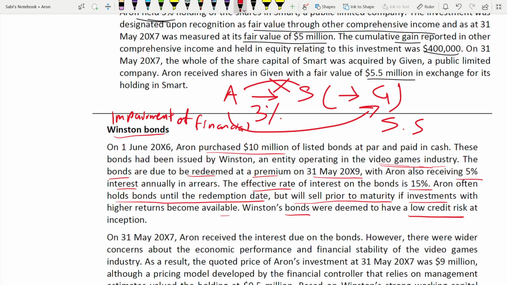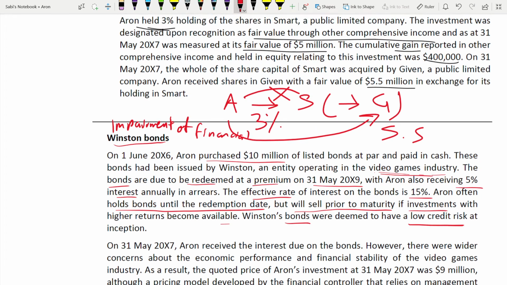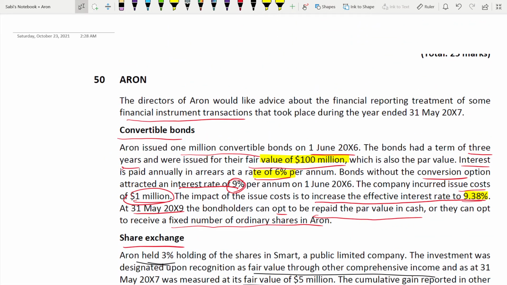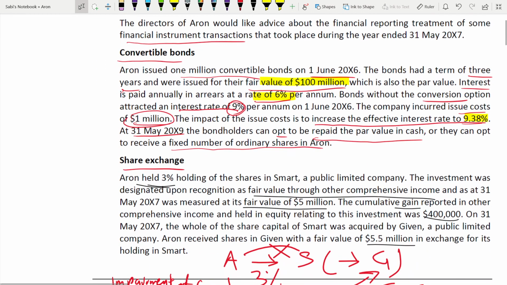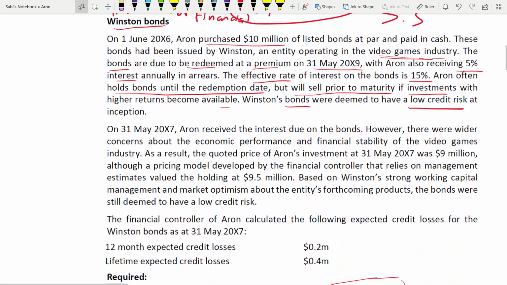But if you see the 3 requirements, they're different from each other. First requirement is only on convertible bond, equity and debt. Second is share exchange. You are de-recognizing a financial asset, recognizing somewhere else. Third one is impairment of financial asset. Even higher than that. Even higher than financial asset.